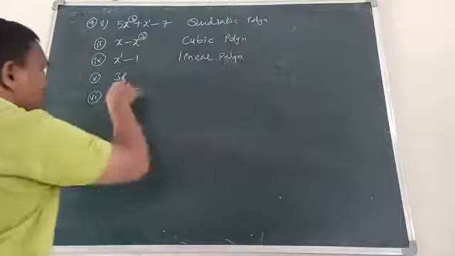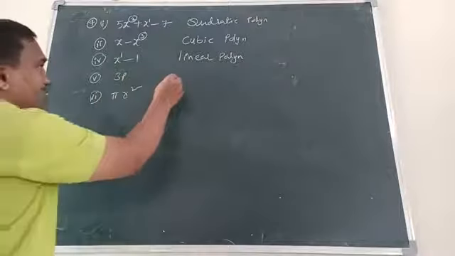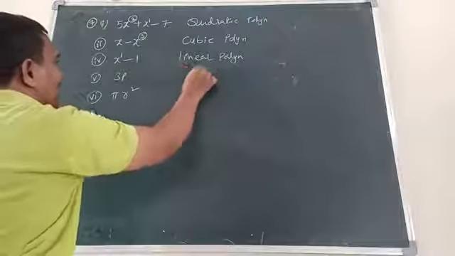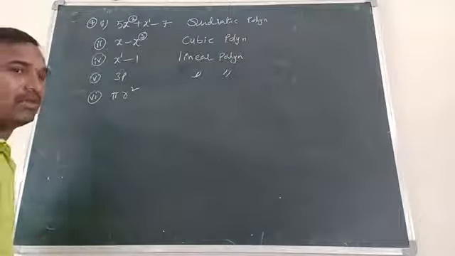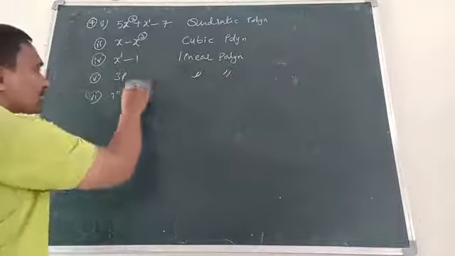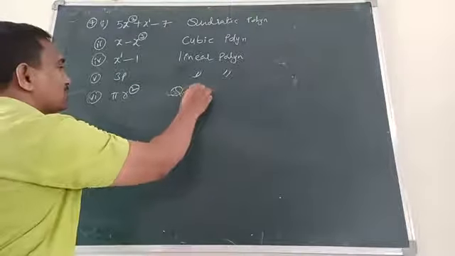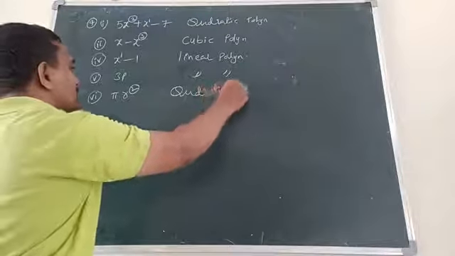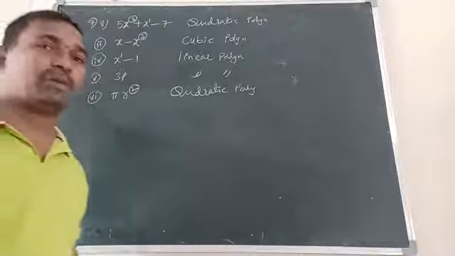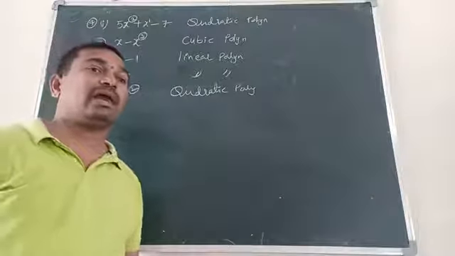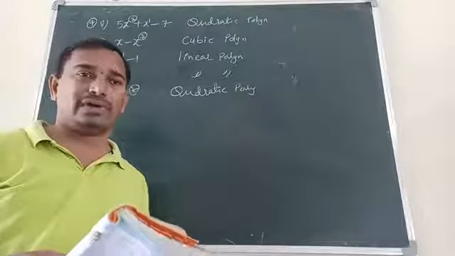Here what is the degree? One. Very good. p means p power 1. Degree 1, linear polynomial. Here what is the variable? r is the variable. Degree is 2. So what is this? Quadratic. What is this formula? Pi r square is which formula? Area of the circle. Area of circle is pi r square.